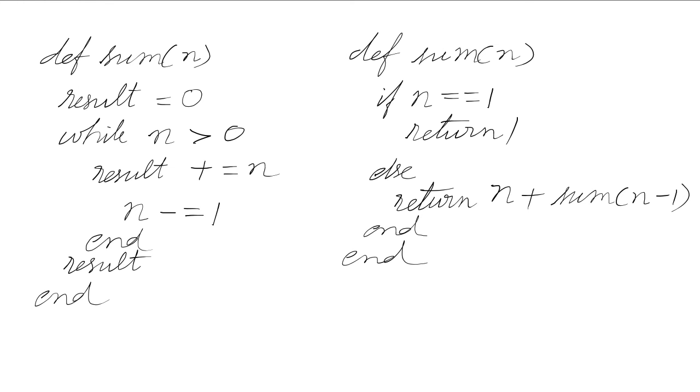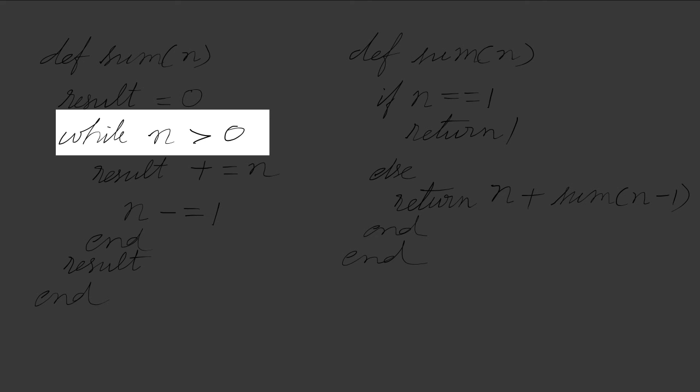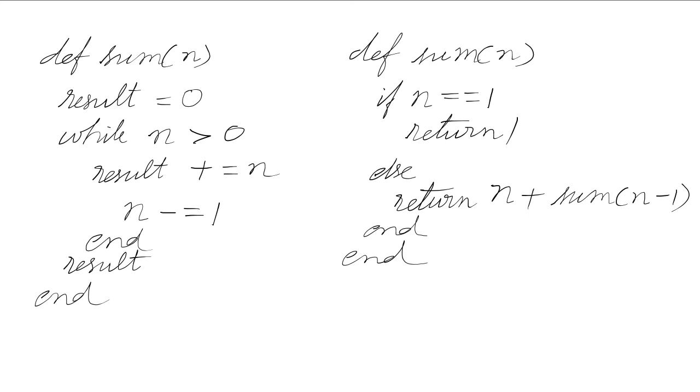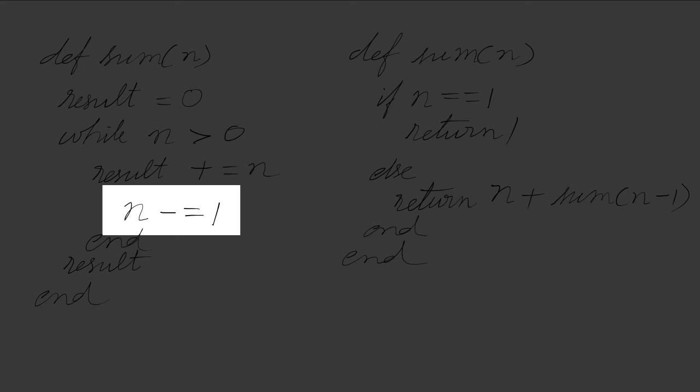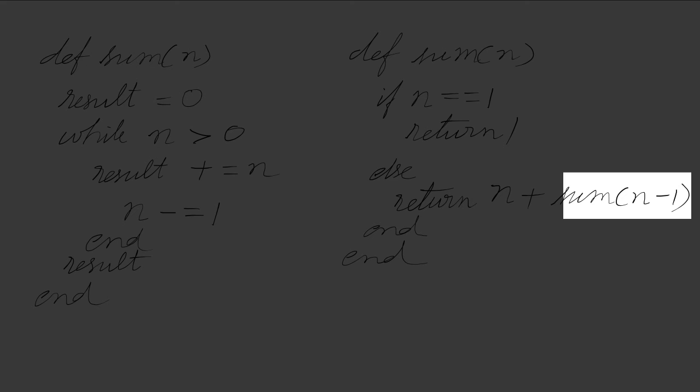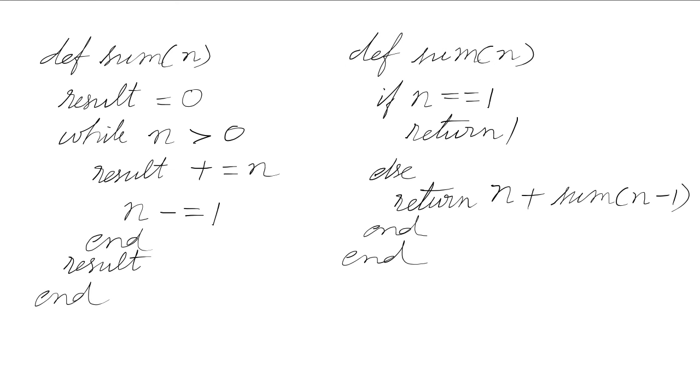Let's compare the iterative and recursive solutions. The while loop terminates when n reaches 0. The recursion terminates when n reaches 1, it hits the base case. In the iterative solution, n is reduced by 1 to move towards the terminating condition. In the recursive solution, n is reduced by 1 to move towards the base case.